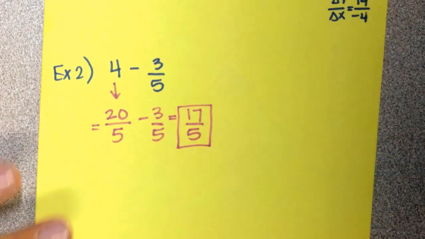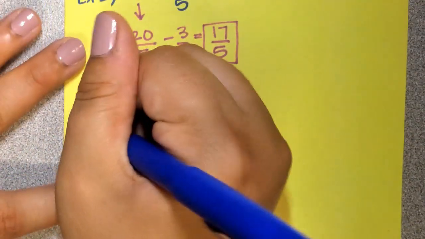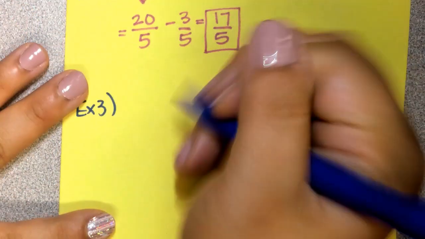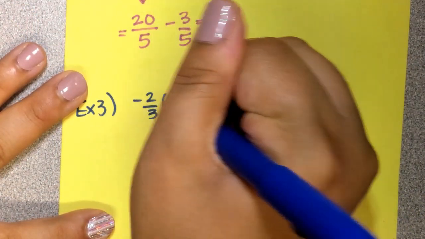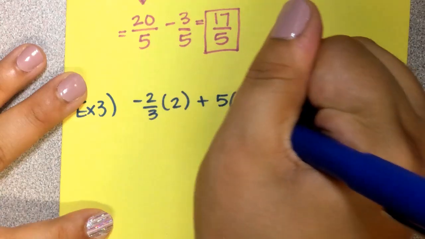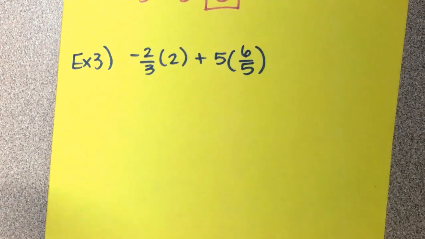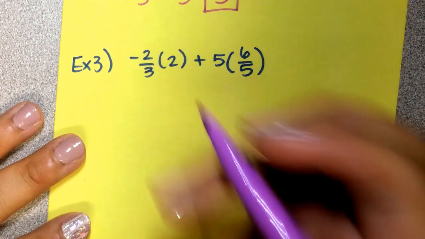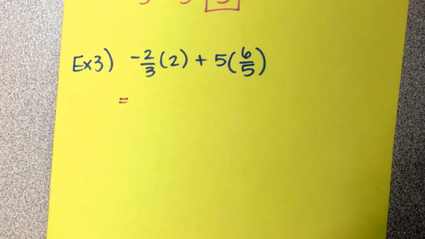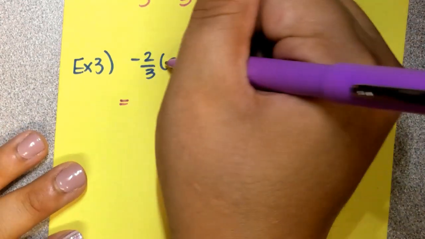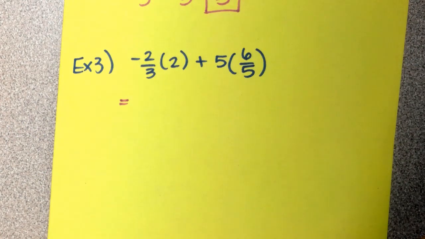Last one. What if I have example 3, or warm-up question 3? Negative 2/3 times 2 plus 5 times 6/5. Can you do this? Yeah. How? Same way we did example 2, except there's 2 of them. Okay, so what am I going to do? We're going to transfer the 2 and get 6 over 3. I don't need to do that. Because I'm multiplying. When I'm multiplying, what do I need to do?